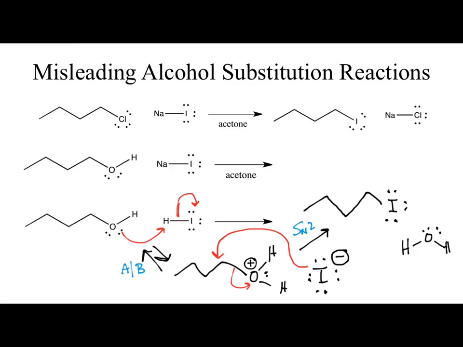Okay, so when we go through and do our substitution reactions, we have to remember the acid-base stuff that we talked about on Monday. We need that good leaving group. We must have the alcohol act as a base first, pick up that hydrogen, generate the good leaving group so that it can then leave and produce our product. Okay?